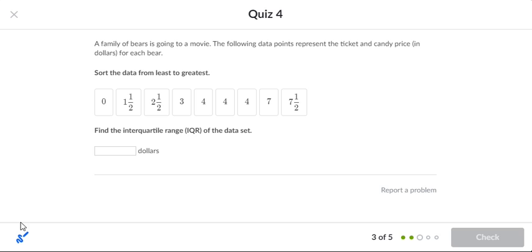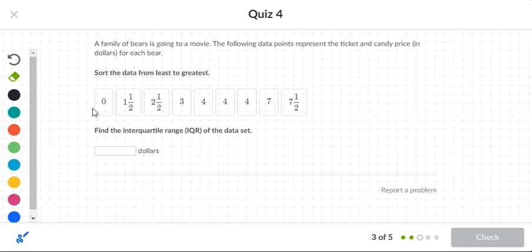So now we want to find the number that's exactly in the middle. So we have 1, 2, 3, 4, 5, 6, 7, 8, 9. So the number that's exactly in the middle is 4.